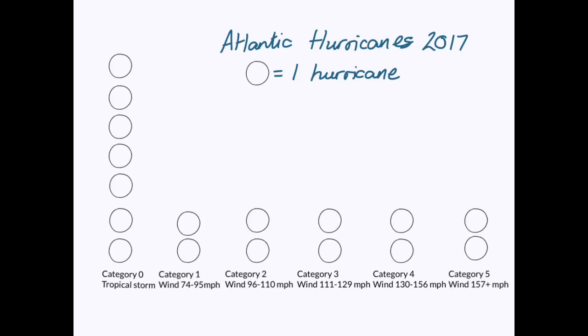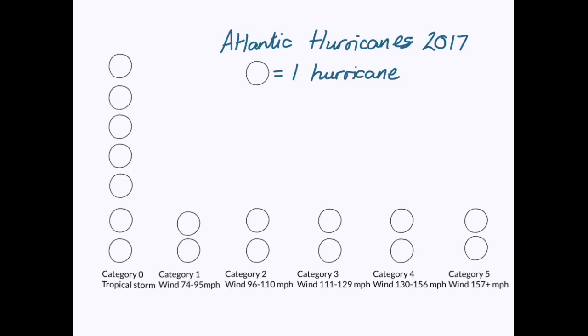This kind of graph is called a pictogram. It's used for discrete data, which, as you remember from yesterday, means you can count it. So this is discrete because hurricanes are classified by categories. They're only given one classification, so we can count them in their categories. So these are all hurricanes which happened in the Atlantic Ocean in 2017.